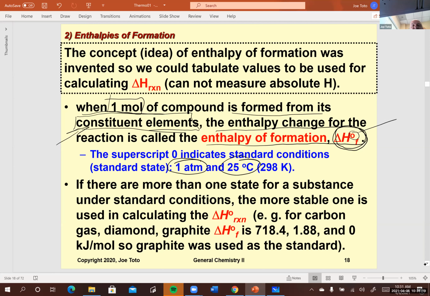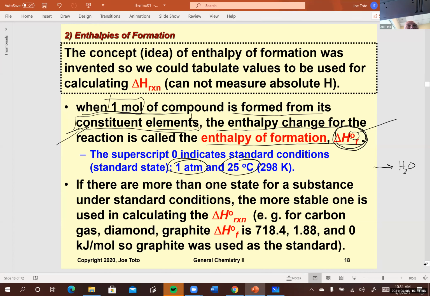So for an example, say I want to form water, H2O. So what are the elements that I would need to form water? Anybody know? Hydrogen and oxygen. Good. So I need hydrogen and oxygen.